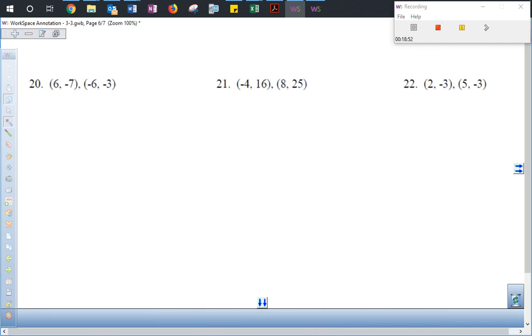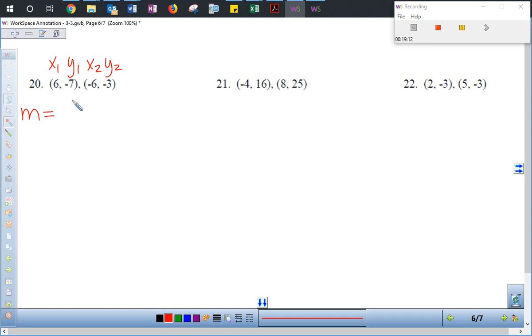Alright, let's go down to number 20. First thing you need to do on number 20 is you need to check, are my x values the same? No. Are my y values the same? No. That means we need to go through a process of x sub 1, y sub 1, x sub 2, y sub 2. And now we can put it into our formula.